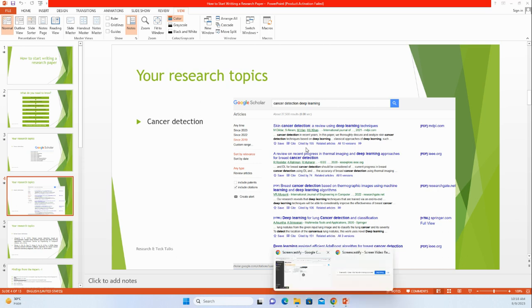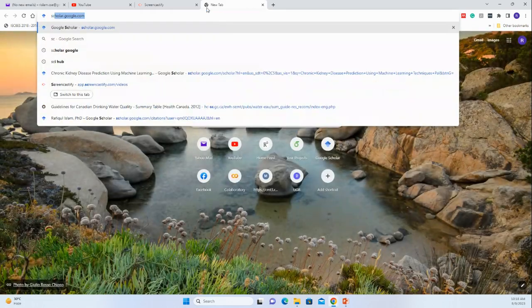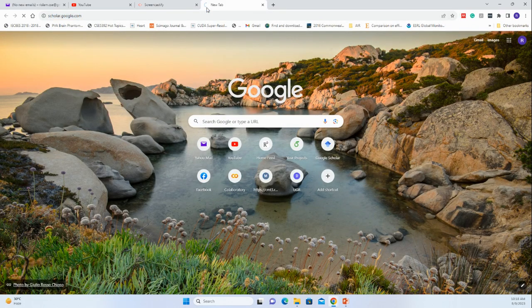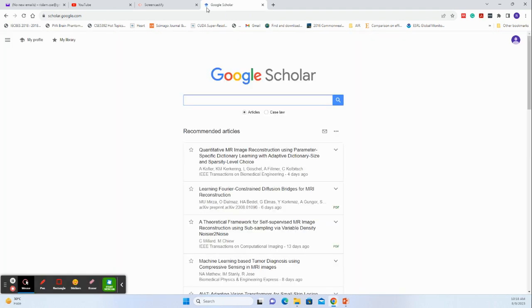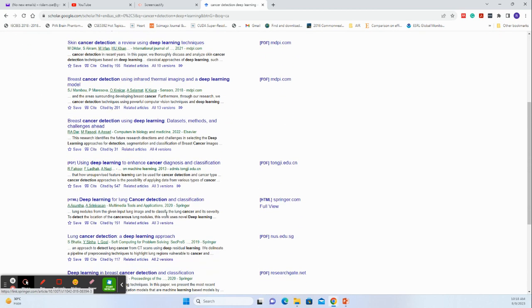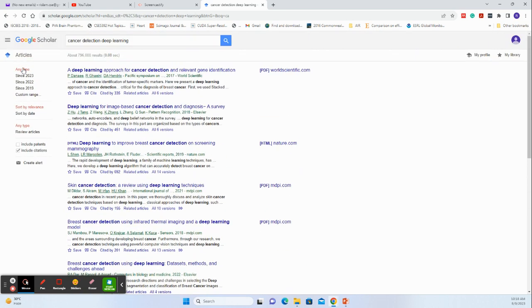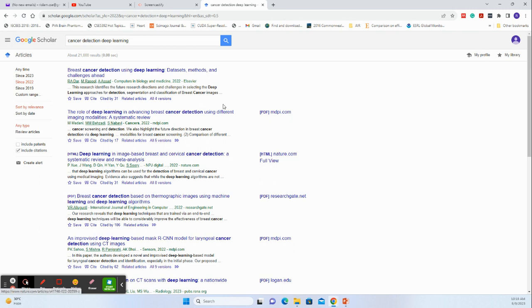Moreover, you can also customize from Scholar. For example, if I search using cancer detection deep learning, then have a look. Here is the option, and there is a lot of work you can search. You can also modify by date, that means since 2022, and you can select your paper based on this. From this I have selected two papers.